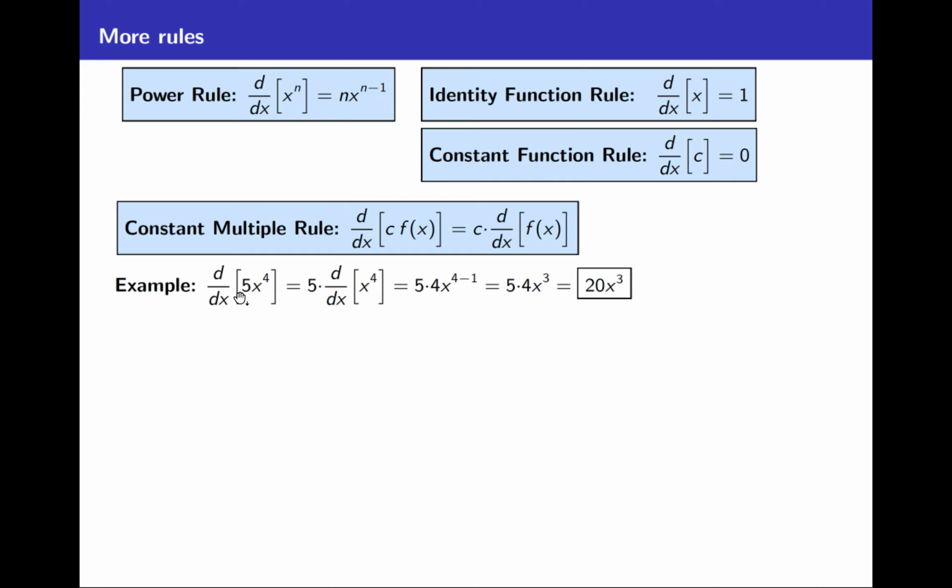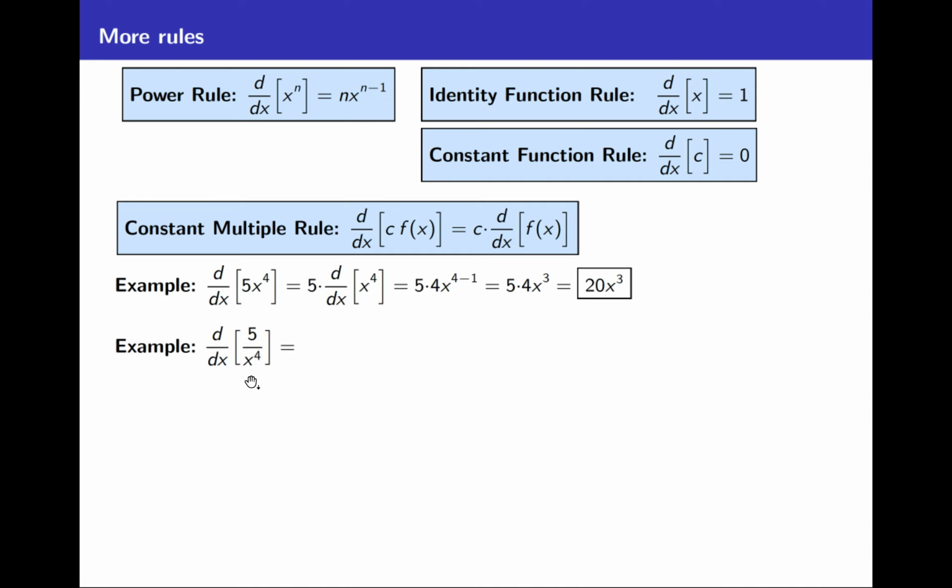So here, in computing the derivative of 5x to the 4th and getting 20x cubed, we really use 2 rules. First of all, the constant multiple rule, and then the power rule. And this is typical. We're going to develop a lot of rules, and you'll typically use them in combination to find derivatives.